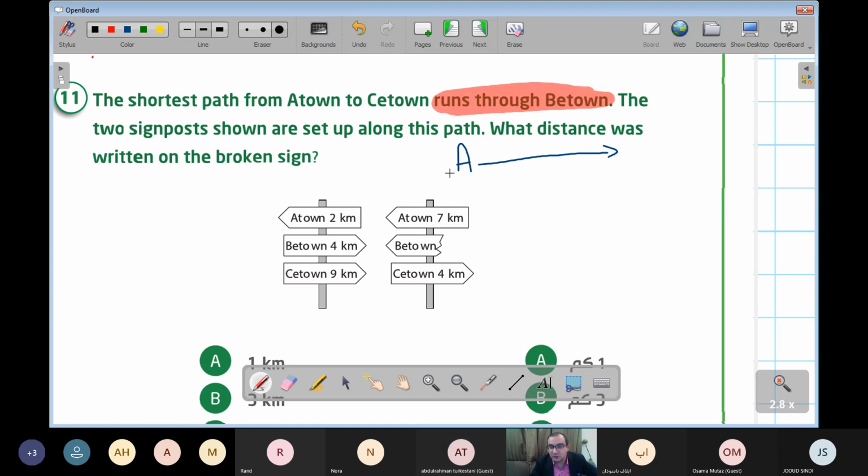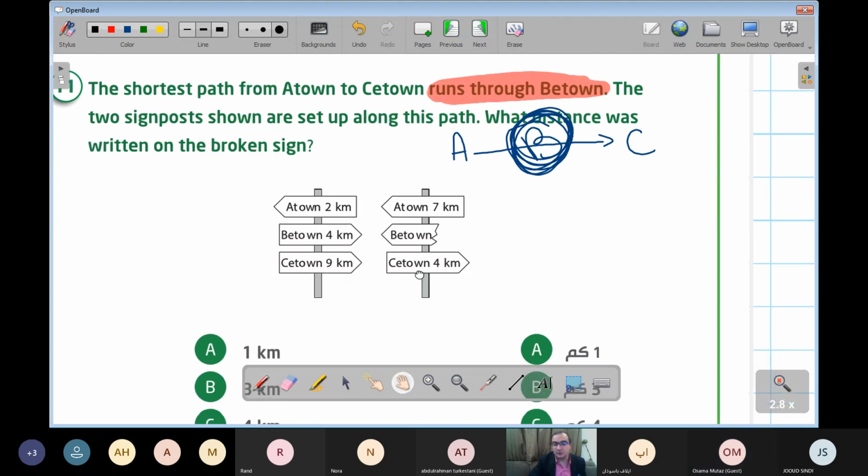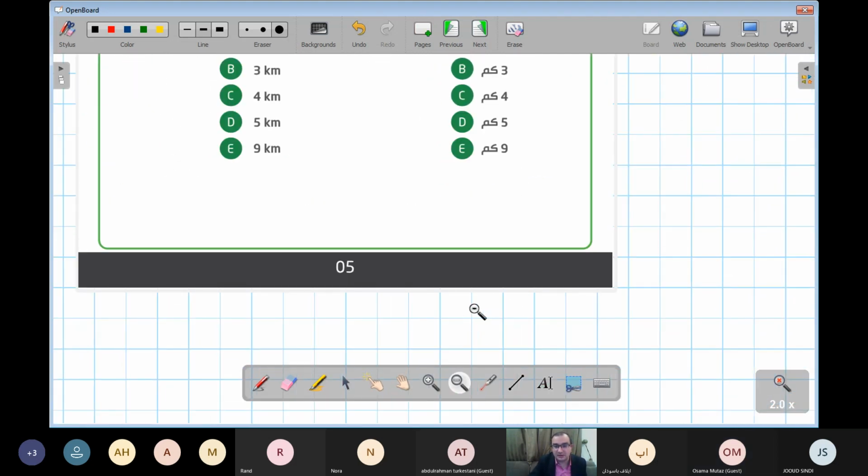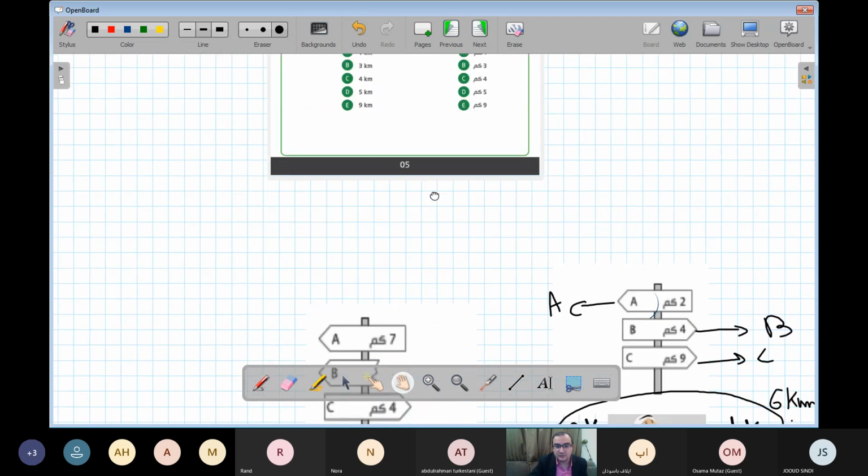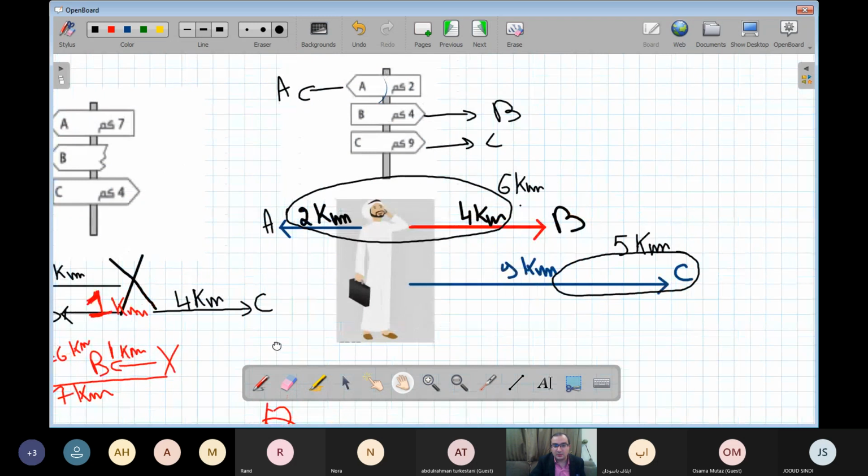Thank you, Abdurrahman. So if we want to move from A to C, we must run through which town? Yeah, we should move through B town. So for the two other cases, for here, what do we have? We travel from A to B to C. The distance from A to B is 6 kilometers. He goes to the right 4 kilometers to get to B, or he moves 9 kilometers to get what? To get to C.